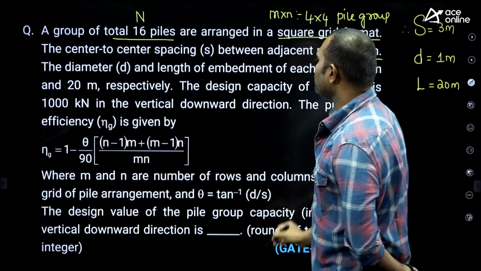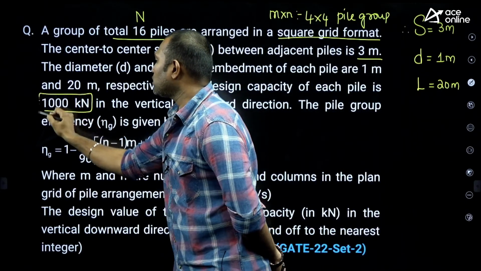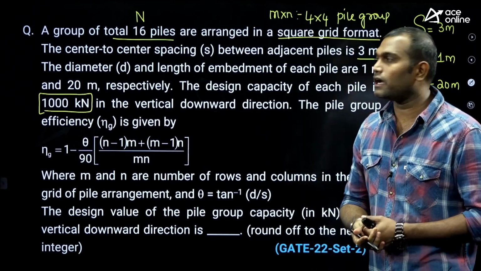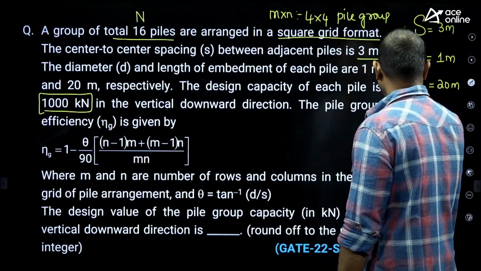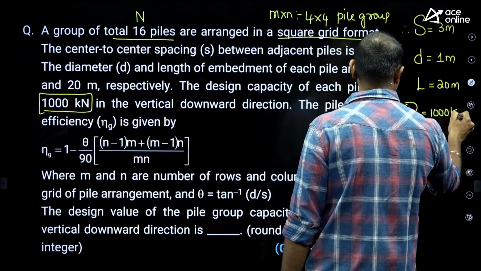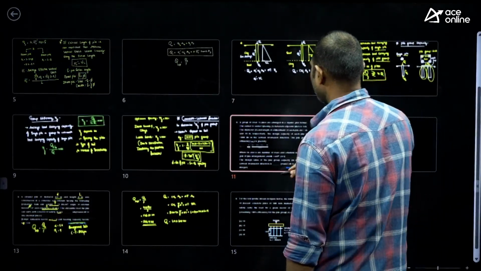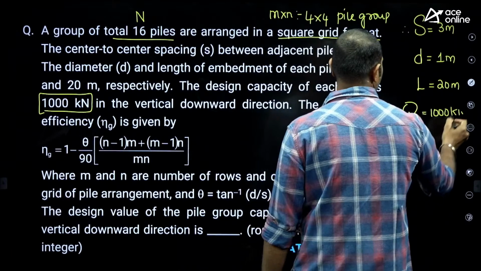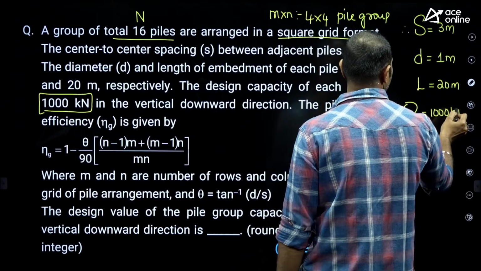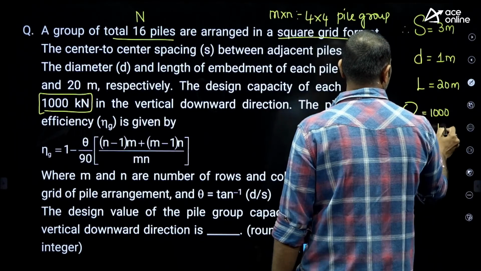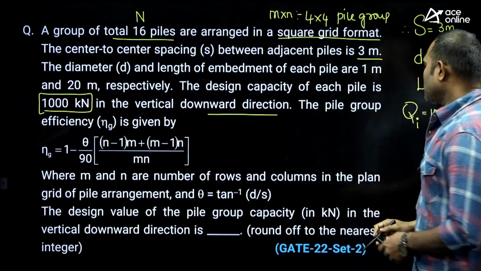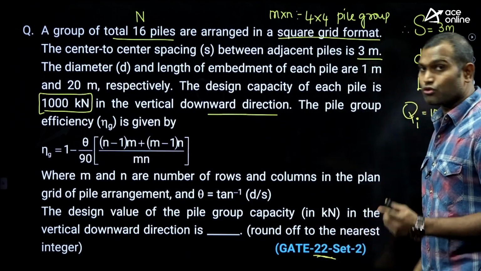The design capacity of each pile is 1000 kilonewtons. The design capacity of each pile means the ultimate capacity of each individual pile, the design maximum capacity, which is known as 1000 kilonewtons, in the vertical downward direction. This was asked in GATE 2022 Set 2, a 2 marks question.